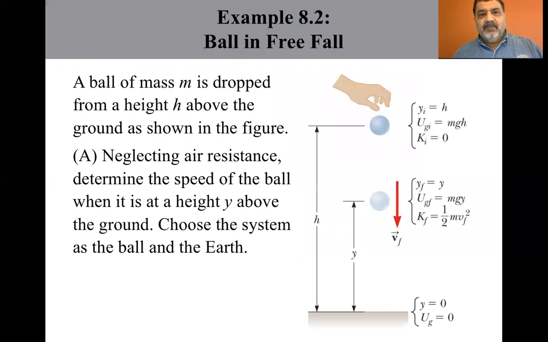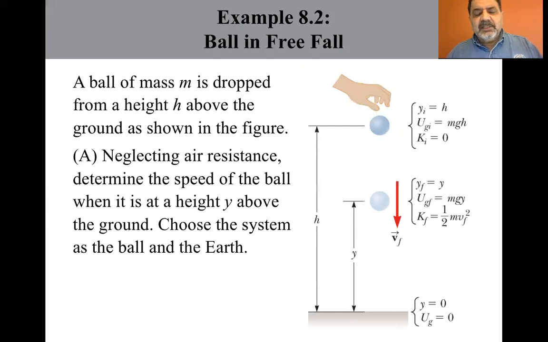Now let's look at example 8.2, a ball in free fall. A ball of mass m is dropped from height h above the ground as shown in the figure. Neglecting air resistance, determine the speed of the ball when it is at a height y above the ground. Choose the system as the ball and earth. Now we're not looking for values here. We're just looking for an equation.